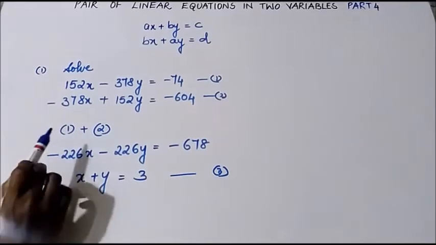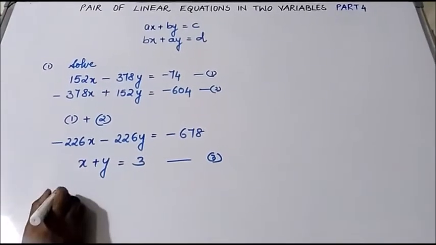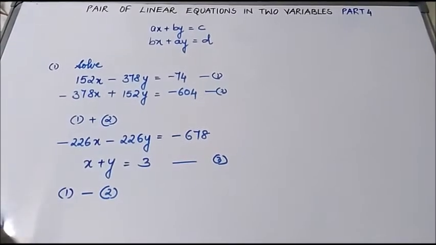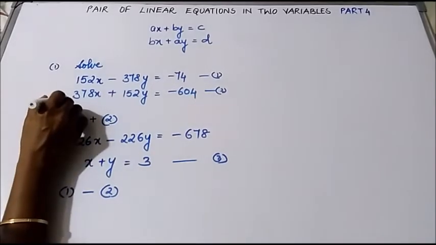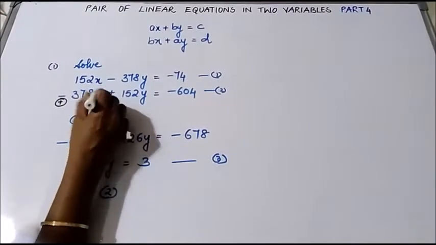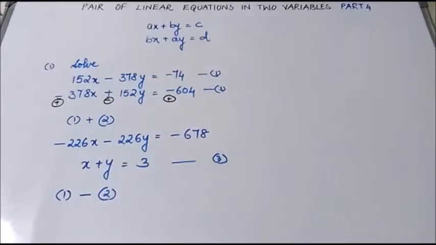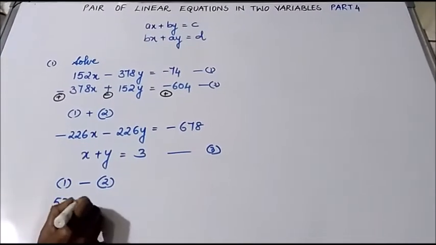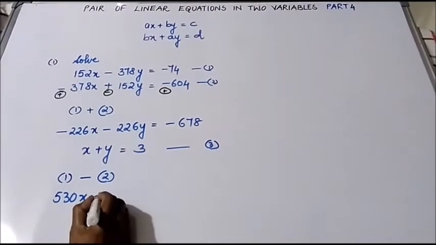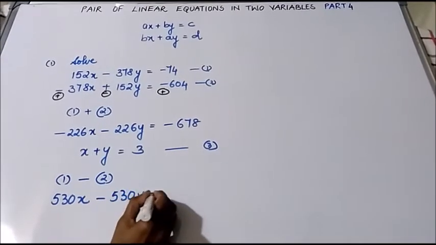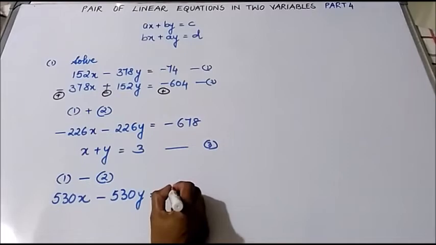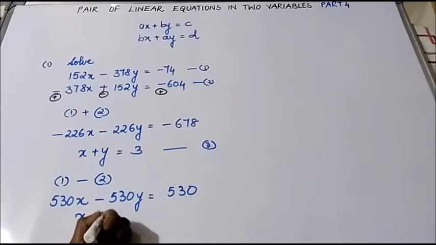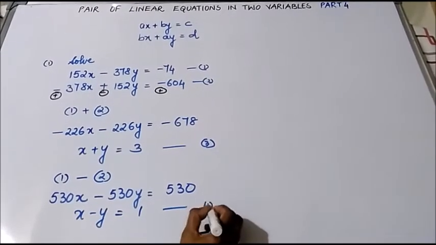Now next step is, in the first step we added both the equations, now we will subtract. That is equation 1 minus equation 2. Now when I do subtraction, what happens? The sign of the second equation will change. That is minus will become plus, plus will become minus, and here minus will become plus. So what do you get in the equation? Here it is plus plus, we will get 530x. Here it is minus minus, we add, we get minus 530y. Here you can see minus plus, we will get 530. Once again you can see 530 is common, so let us simplify. x minus y is equal to 1. This becomes your fourth equation.